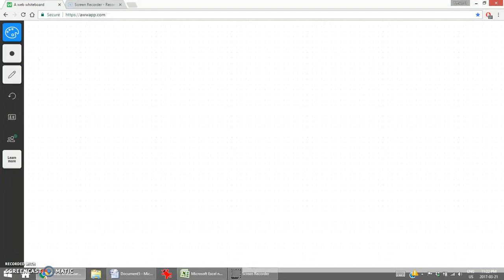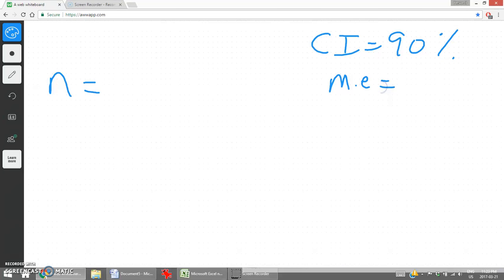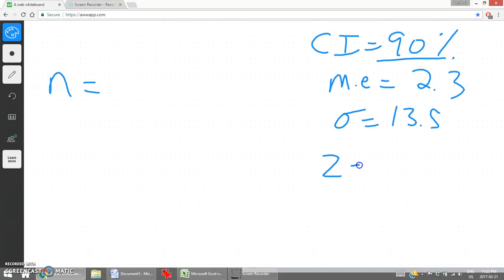So let's erase this. So we're trying to determine the sample size. This is what we know. We know we're looking at a 90% confidence interval. We know that the margin of error that's specified to us equals 2.3 hours. The standard deviation is given to us from a previous study of 13.5 hours. So remember that a 90% confidence interval translates to a Z value of 1.64.